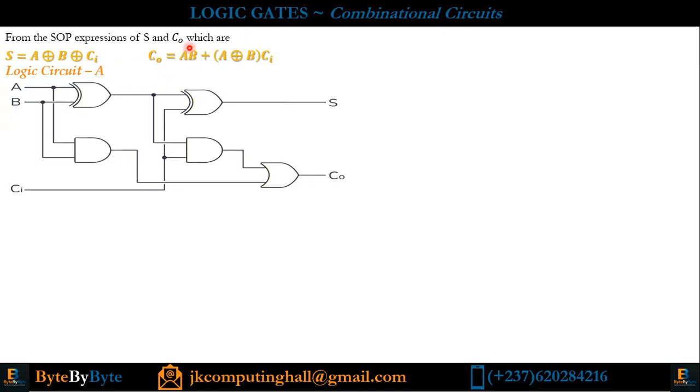Good. Now for CO, the first thing I have is AB. That is why we have an AND gate here. AB. Good. And we have A XOR B.